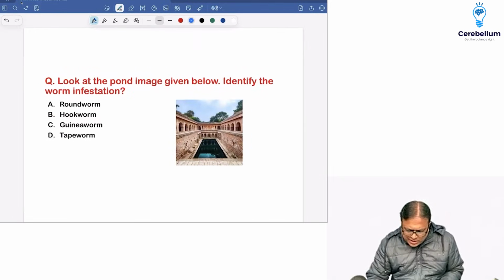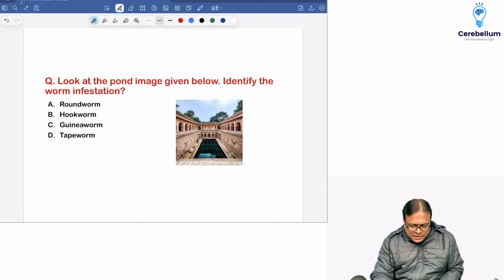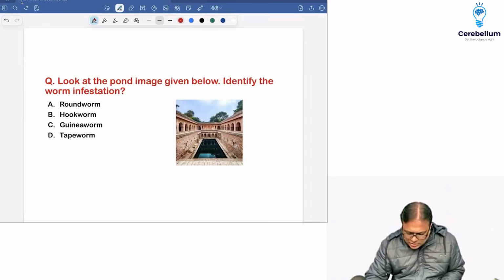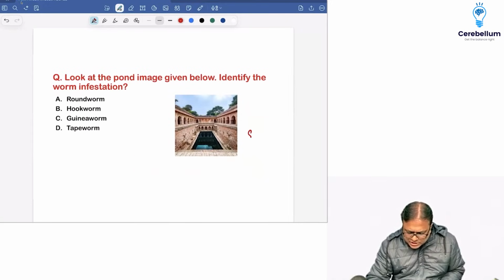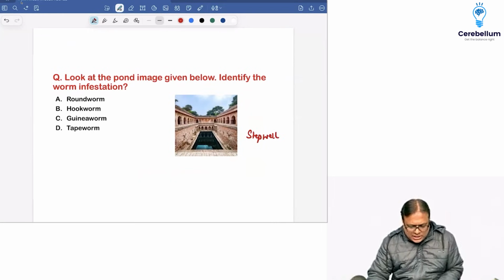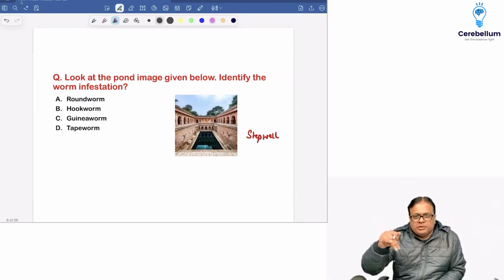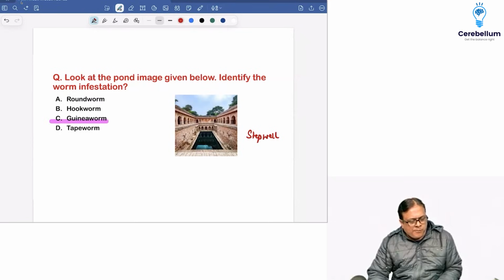Was this the pond image they were asking? A similar or this pond image was asked. If they're showing you like this, look carefully. This is a type of step well. They must have shown a better image. Students were not able to describe the image correctly. So if they are showing a step well in which people can climb down, then we are looking at guinea worm.